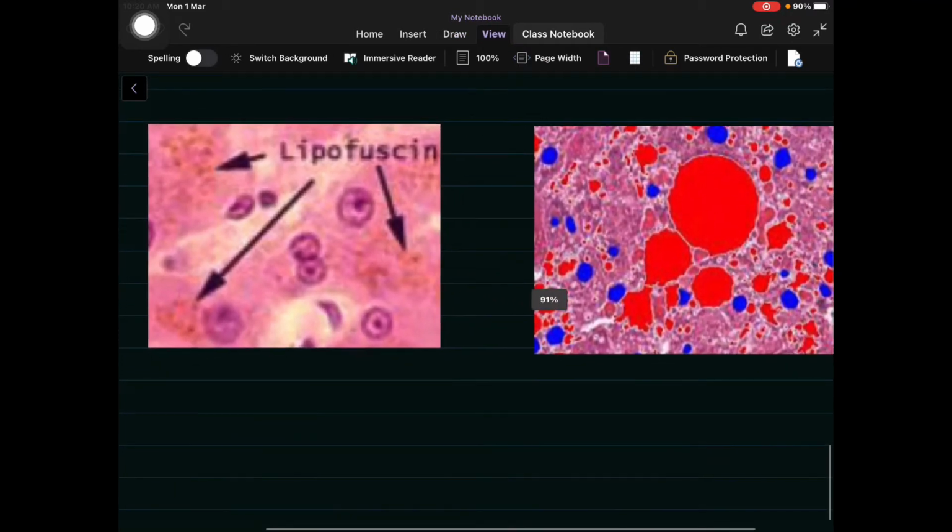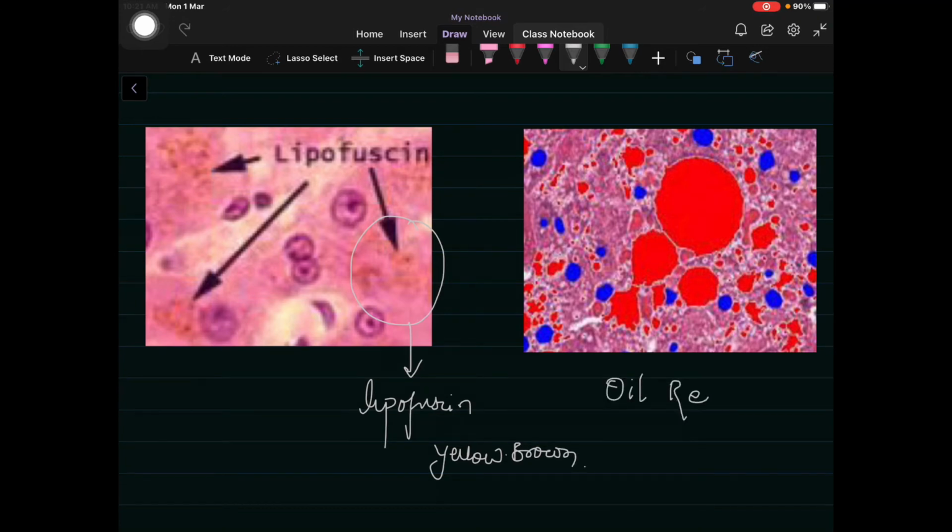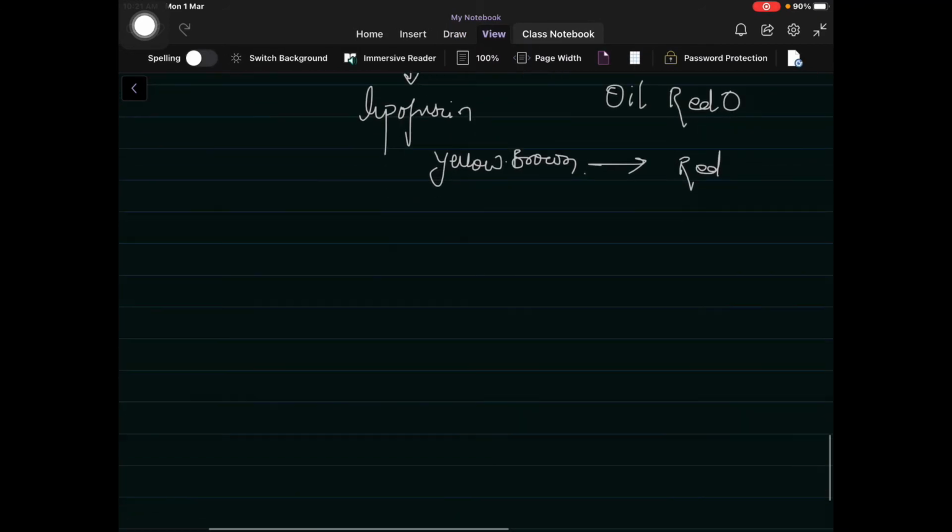Let's check the pictorial representation. So this is the normal lipofuscin which is accumulated within the cell. We can see the yellow brown appearance of the lipofuscin, and when it is stained by the oil red O, it gets converted into red color. So yellow brown color is converted to red color, so it is easy to identify the lipofuscin pigment which gets accumulated within the cell.